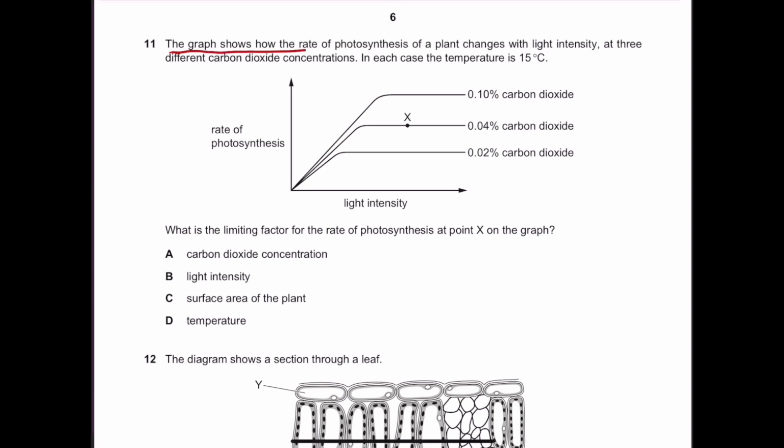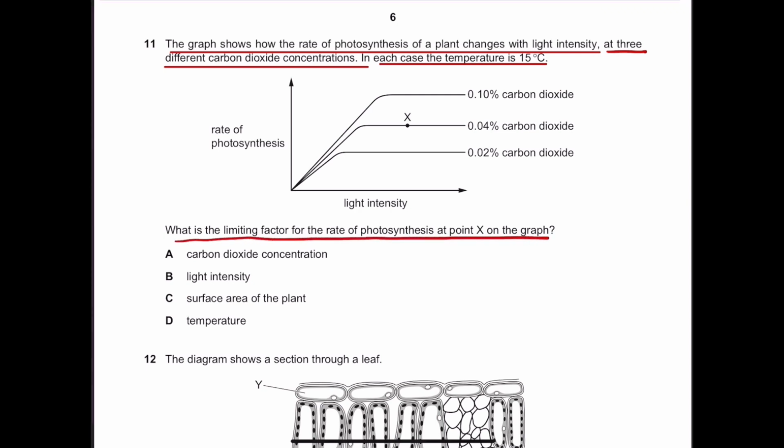The graph shows how the rate of photosynthesis of a plant changes with light intensity at 3 different carbon dioxide concentrations. In each case, the temperature is 15 degrees Celsius. So the temperature is the same in 3 different carbon dioxide concentrations or 3 samples. What is the limiting factor for the rate of photosynthesis at point X on the graph?